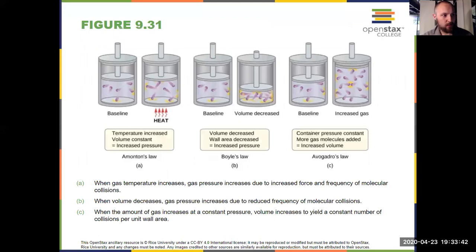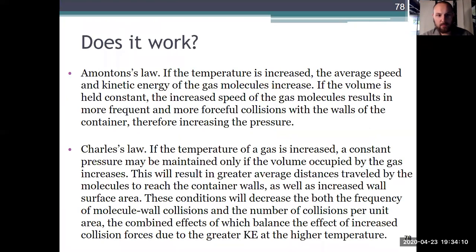So what's that look like as a picture? Okay, well, if I heat something, looking at A, things start to move around faster. Okay, that gives us higher pressure, right? Boyle's law, B there. If I decrease the volume, I have more collisions, right? So as volume goes down, pressure goes up. And then Avogadro's law, C, right? If I increase the gas, I have more collisions, right? And so they take up more space. All of the laws can be explained with kinetic molecular theory, right?